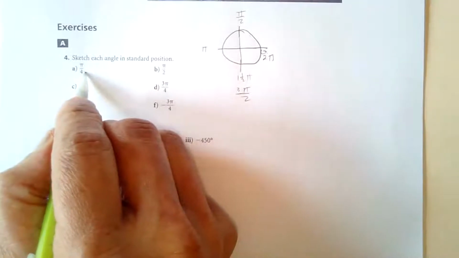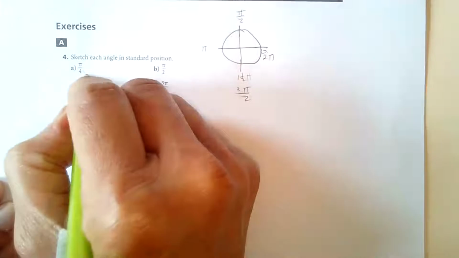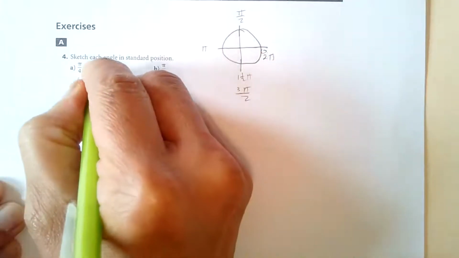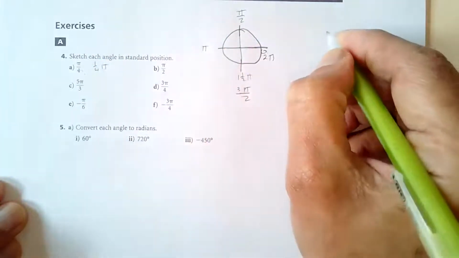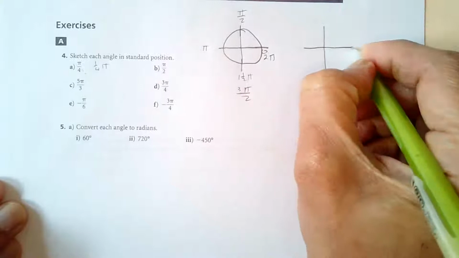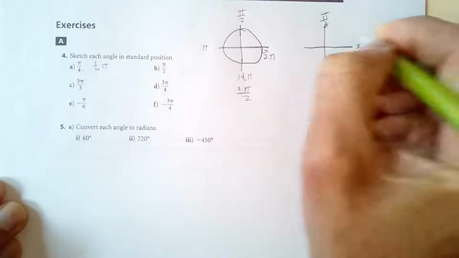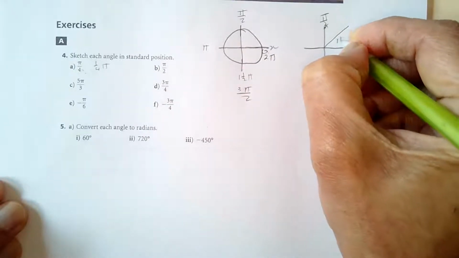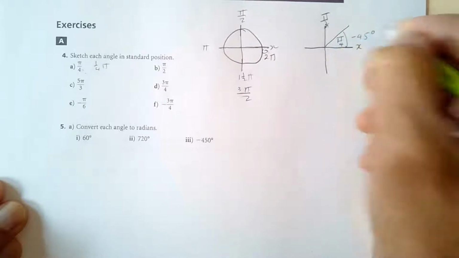So pi over 4, which is a quarter, right? 1/4 pi. So notice, this is a quarter of a pi. Now, pi is just half of a circle. So if you were to do this now, this would be a pi over 2 here. So this would be pi over 4, which we know is 45 degrees.